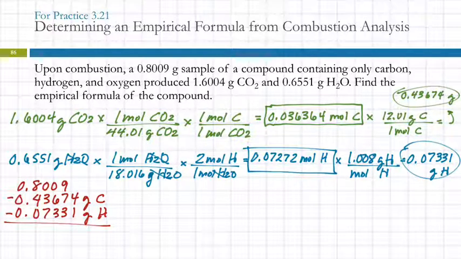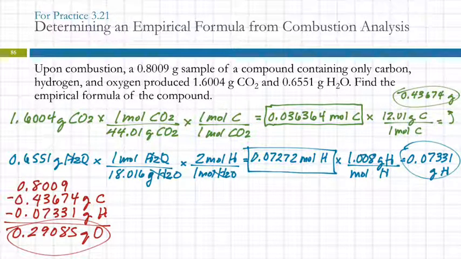So 0.8009 minus 0.43674 minus 0.07331. My calculator is giving me 0.29085 grams of oxygen. It's reasonable. That came out less than this, so that's a good sign. So circled, I have the masses of each element.